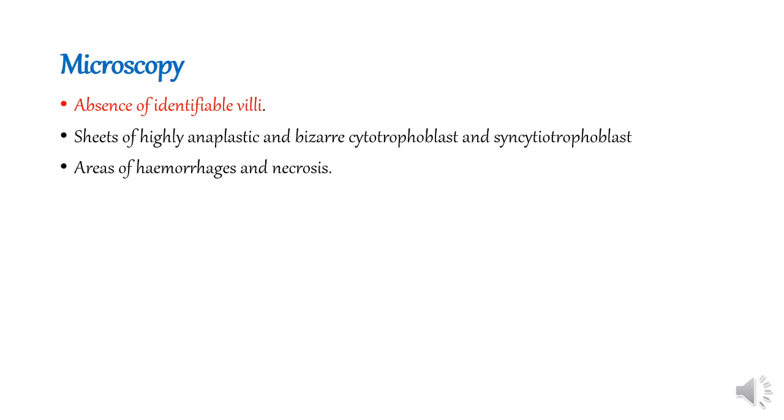And microscopically, you should remember one thing: there will be absence of identifiable villi. If the villi is identified, then your choriocarcinoma is ruled out. So there will be absence of villi and presence of sheets of anaplastic trophoblastic tissue in the bizarre cytotrophoblast or the syncytiotrophoblasts, and then there will be areas of hemorrhage and necrosis.